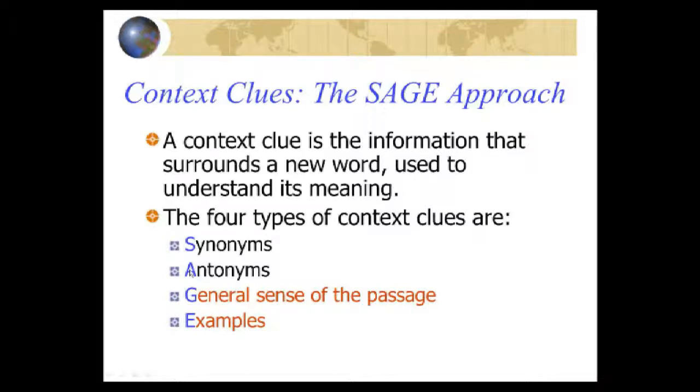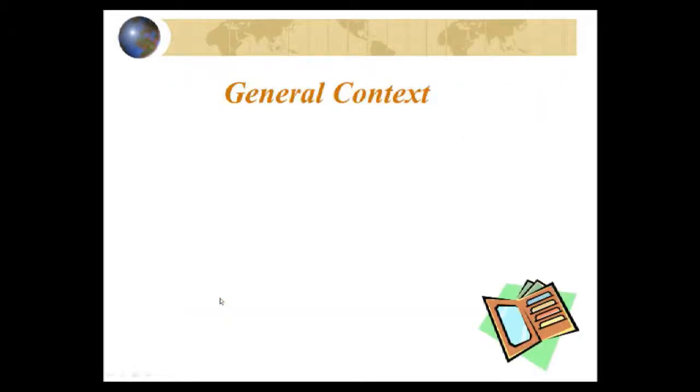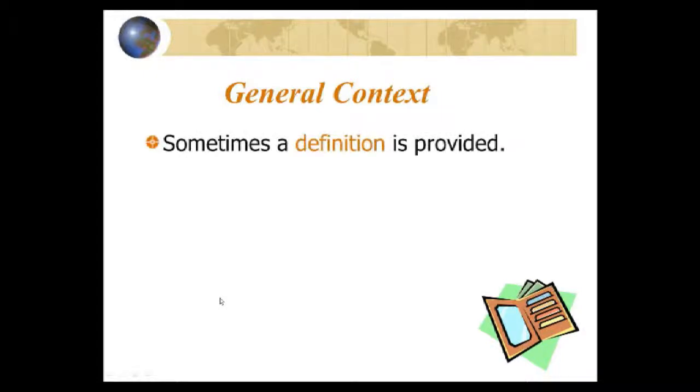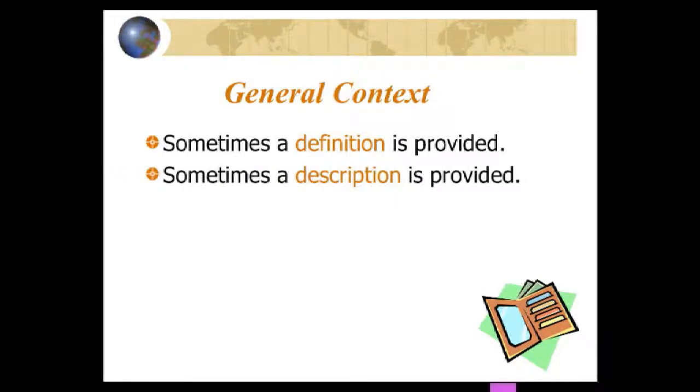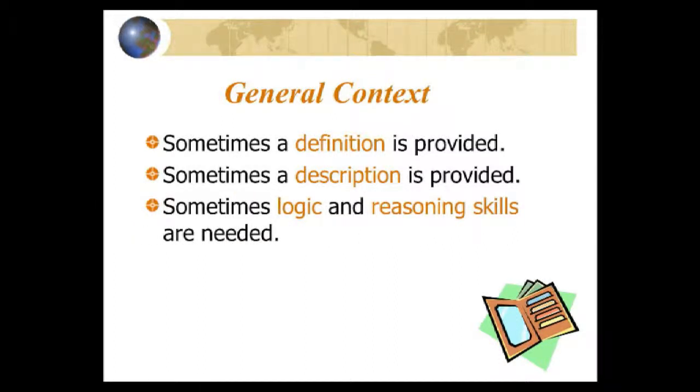By learning those 2 things, that will help us figure out the meaning of the unfamiliar word. The 2 that we're going to discuss in this lesson will be general sense of the passage, and you'll hear me say just general sense. And then we're also going to talk about how examples can be used as context clues to help us figure out the meaning of words. Okay? So general context can be several different things. Sometimes they will give us a definition. Sometimes they will give us a description. Sometimes they will just have us rely on logic and reasoning skills. And that's basically what general context is.